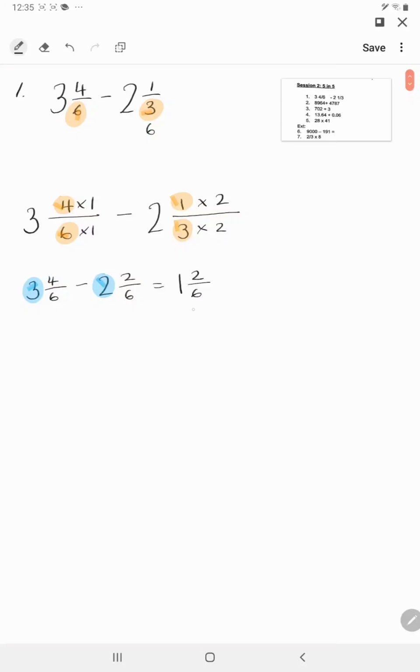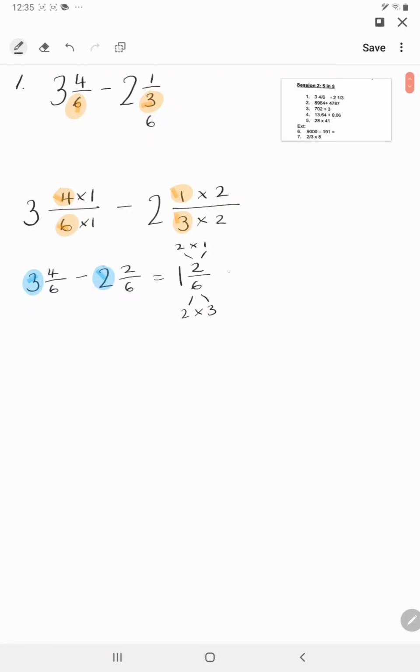Here you can see that 6 has a factor of 2 times 3 and 2 has a factor of 2 times 1. So we can simplify this fraction to give us 1 and 1/3.